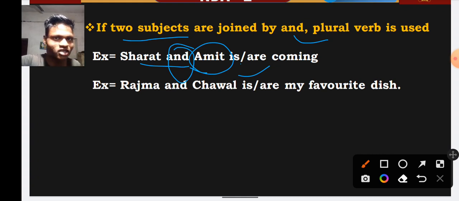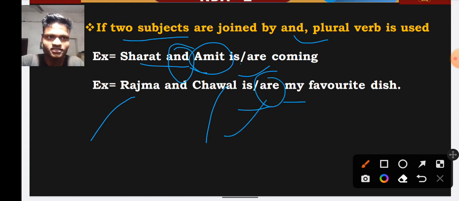Okay. And similarly, the second example is also written for you here. Rajma and chawal, is or are my favorite dish? Rajma is one noun, a type of food, you may know. And chawal is also a food. Is or are my favorite dish? Both, are. This is correct.